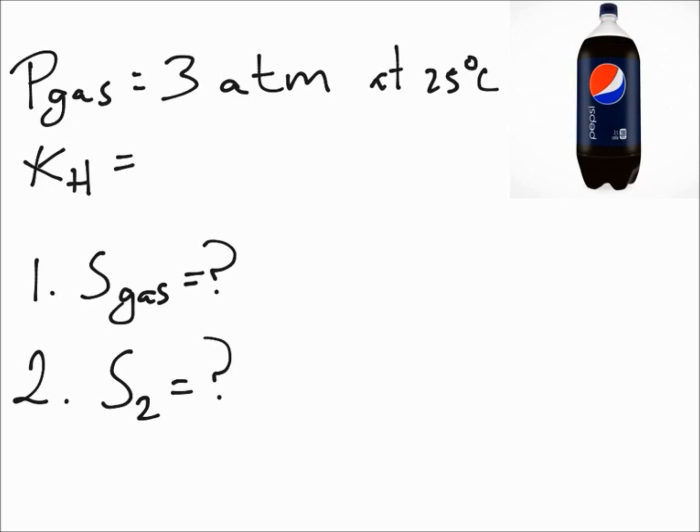I forgot to mention Henry's law constant: our Kh is specific to a gas-solvent combination at a given temperature. So that's why I gave you this temperature. In this case, our constant is 0.033 moles over liter atmosphere.